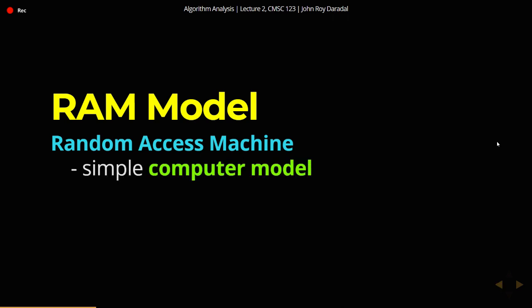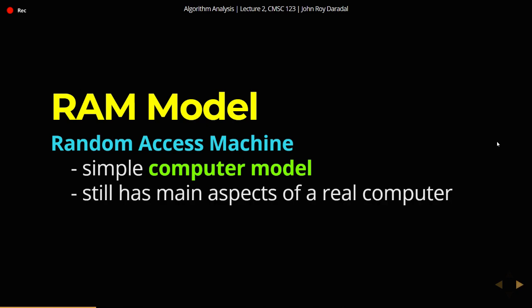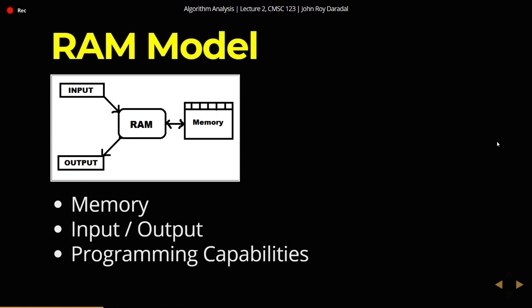model. So it's a simple computer model which still has the main aspects of a real computer, namely the memory, the input-output capabilities, and programming capabilities. So the RAM will take input and it will process it, and maybe it will look at the memory. So it will access the memory and store items in memory. And after doing all the processing, it will give its output. Okay, so that's the RAM model.